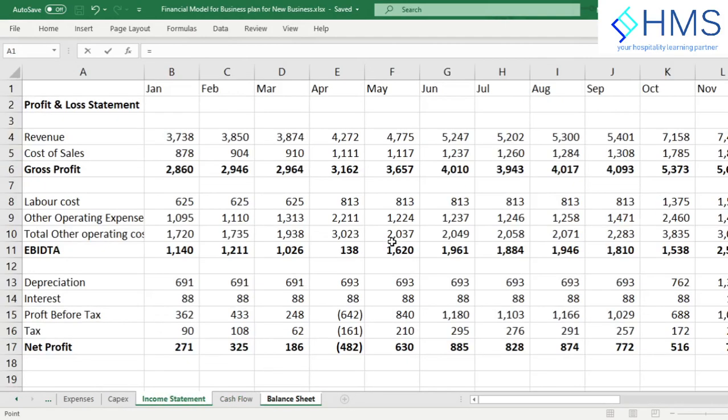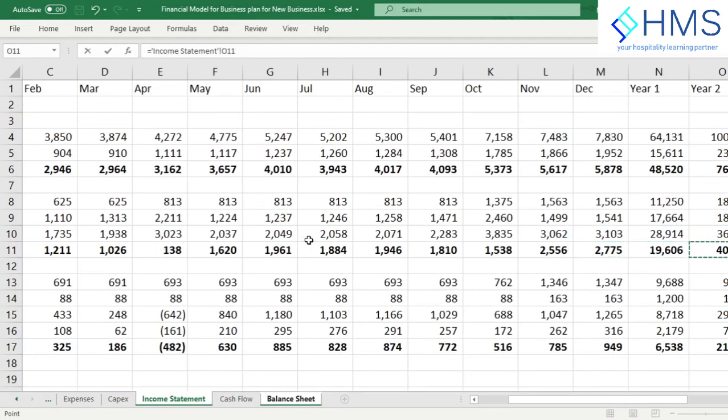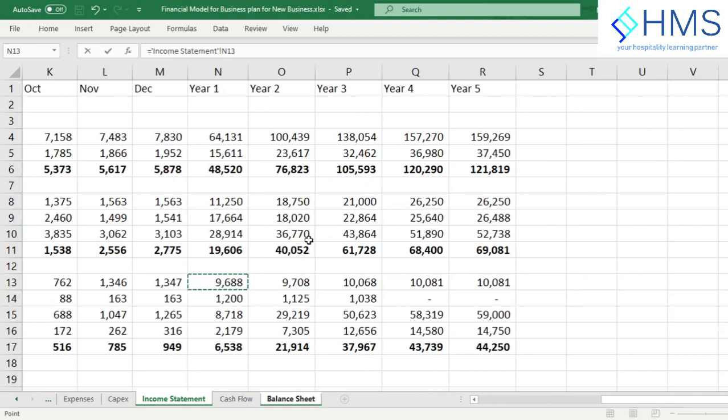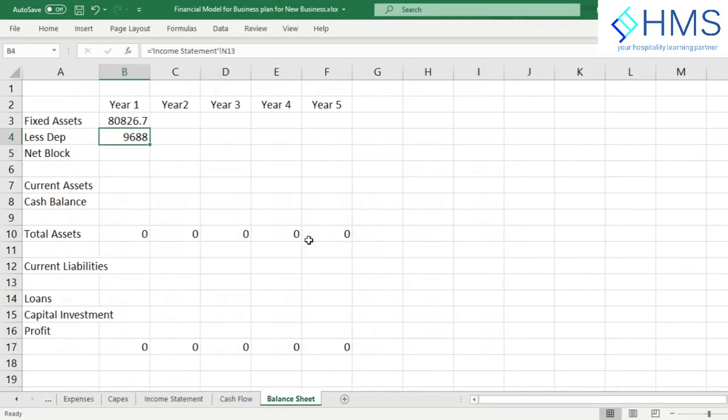Now what is the depreciation? So we have seen the depreciation in our income statement as well. We can use that. So year one depreciation was here. This is the depreciation for year one. Depreciation is 9,600, and copy this. Then we can copy this as well. Now you get the net block.